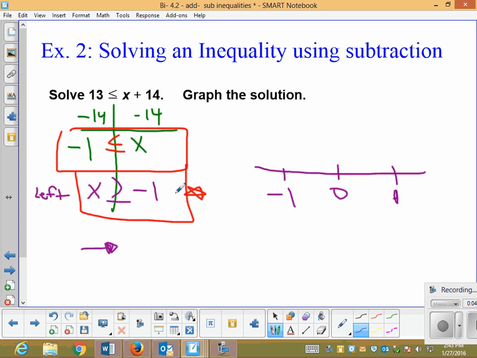Now, I'm going to go to my negative, and I'm going to open that, but then also I noticed there's an equal sign here, so I'm going to close it. We color it because there's an equal sign at the bottom right here. And which way do I go? This arrow says it's pointing towards the right, so I'm going to make it point towards the right. And that's it.